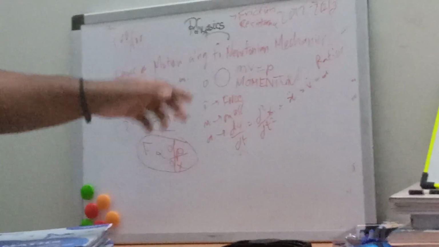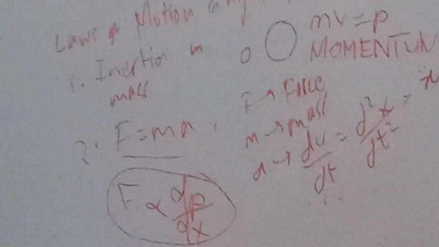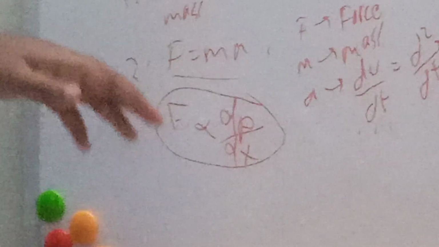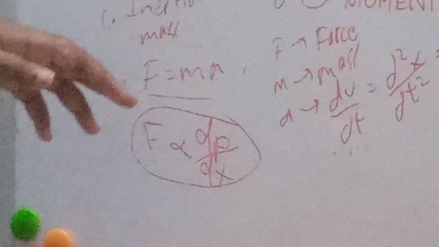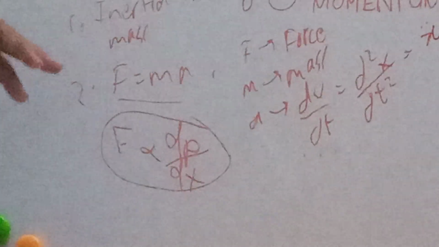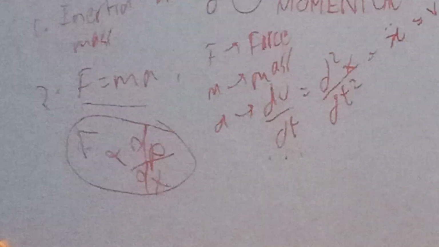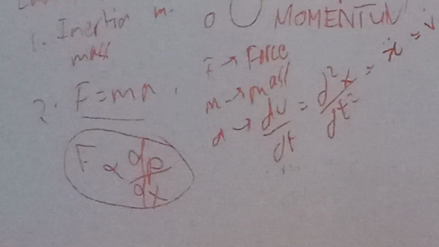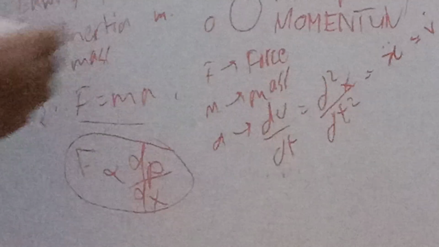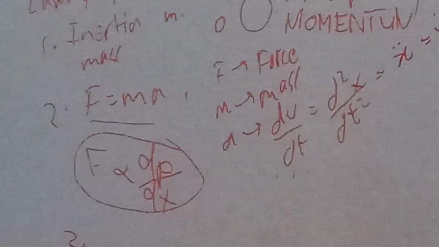So F is proportional to dp by dt. Did you carry all that? Okay, and this statement is here in this rational statement. The statement is Newton thinks the force is directly proportional to the rate of change of momentum. That is the statement. This is the symbolic representation of that statement. Okay, sorry.